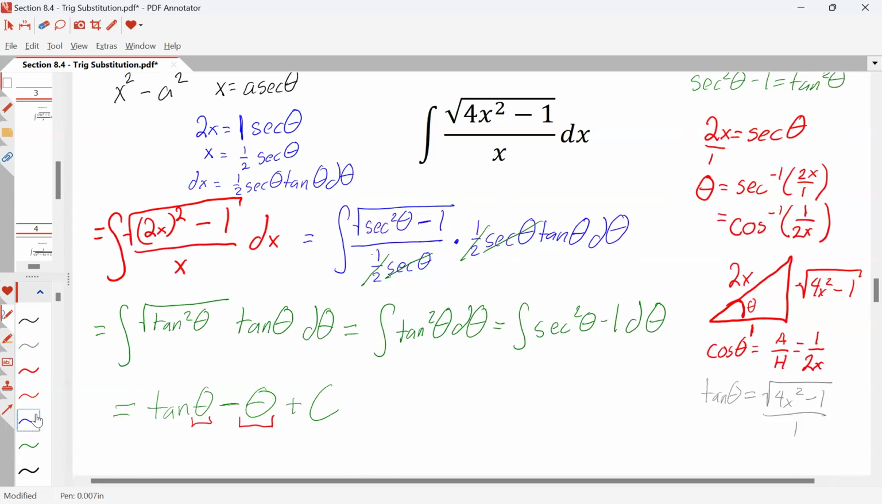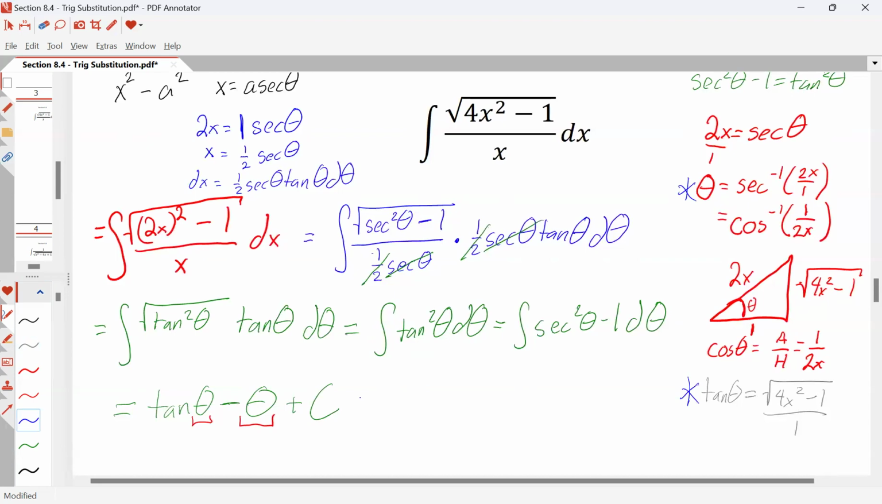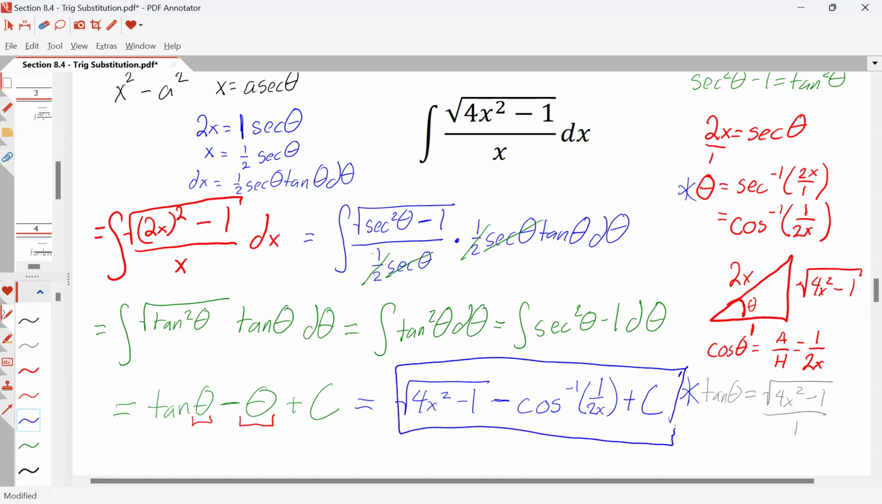With this piece and this piece, we can put our integral back in terms of x to have the square root of 4x squared minus 1 all over 1, which doesn't need to be written, minus theta, which is cosine inverse of 1 over 2x plus c. And there is our integral of the square root of 4x squared minus 1 all over x.